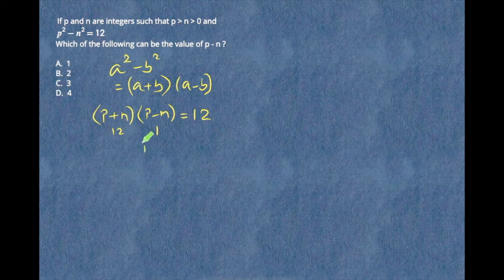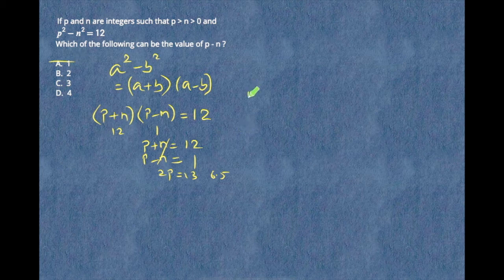So if p plus n equals 12 and p minus n equals 1, let's add these two equations. So 2p will be 13. So p will be 6.5. But they've clearly given p and n are integers. So 1 cannot be the answer. Now let's go for 2.